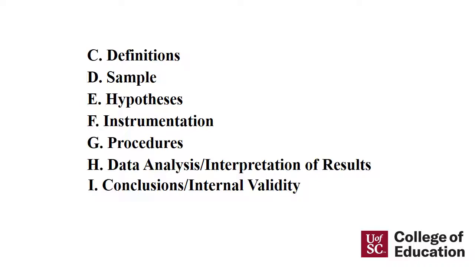E. Hypotheses. No hypotheses are stated. F. Instrumentation. The development of the survey is described in good detail, as is the final form. G. Procedures. A triangulation design was used with both quantitative and qualitative information used to address the purpose and with both obtained with one survey.